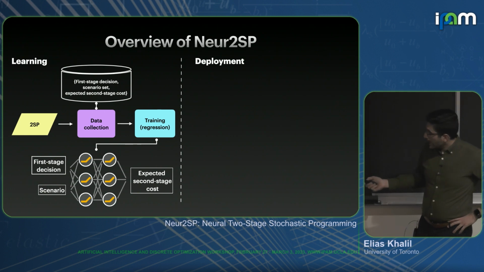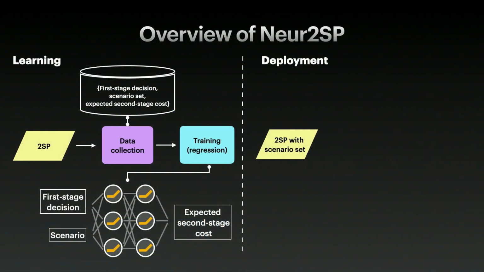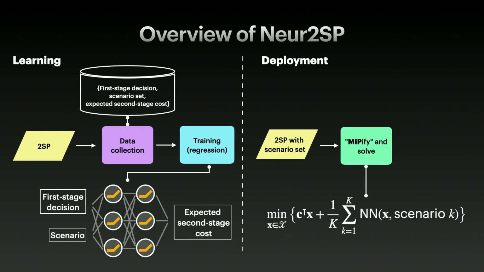Okay? Once I have that model, now at deployment time, at test time, I receive a potentially novel set of scenarios that I need to consider and solve the two-stage stochastic program for. Because my neural net can be representable as a MIP, I MIPify it, meaning with its fixed parameters, I write down the linear inequalities that represent that fixed function. Okay, it's been trained already.